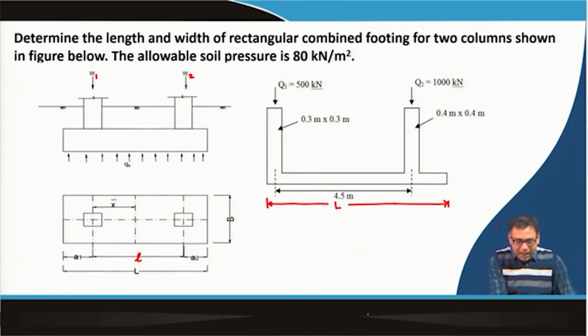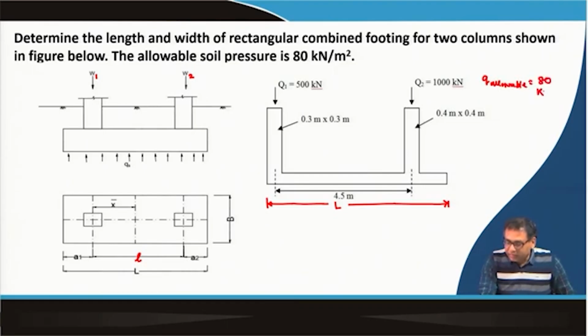Here the allowable soil pressure or bearing pressure is given, which is 80 kilonewton per meter square, and I have already discussed in my previous class how we can determine the allowable bearing pressure. So, Q allowable is given as 80 kilonewton per meter square. One column is carrying 500 kilonewton, and the other column is carrying 1000 kilonewton.